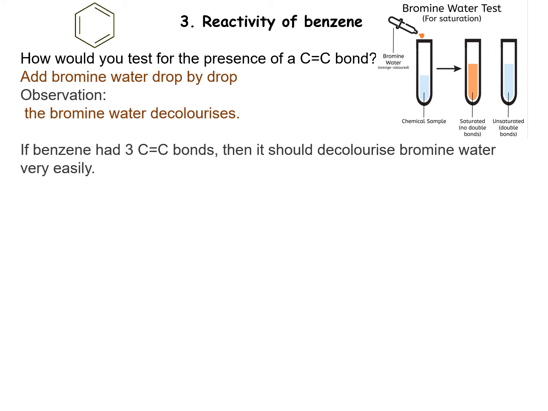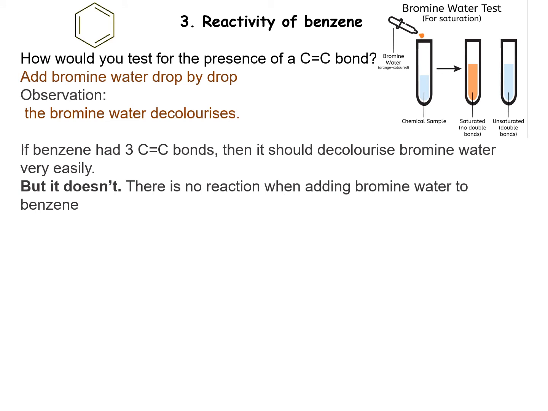Now benzene's structure, according to Kekulé, has got 3 carbon-to-carbon double bonds, so it should decolorize the bromine water very easily. When the chemists tried this, they discovered it didn't. Nothing happens when you add bromine water to benzene.